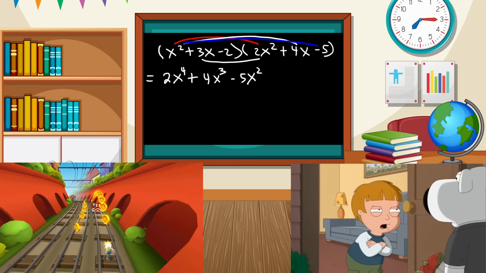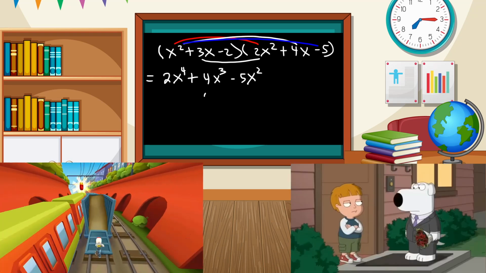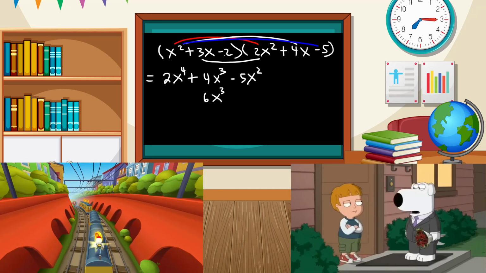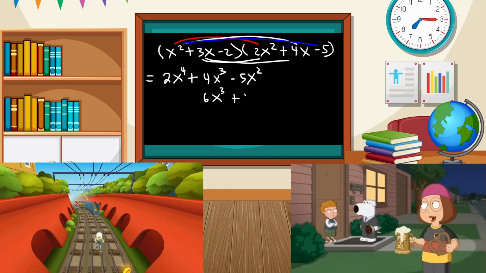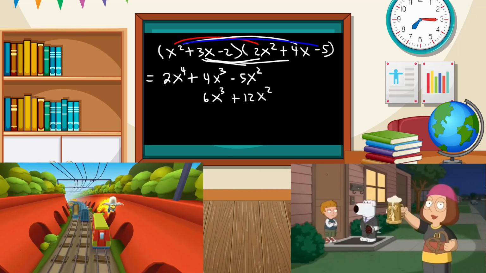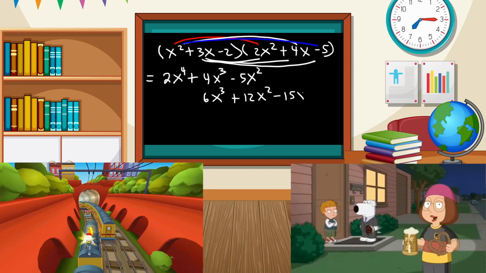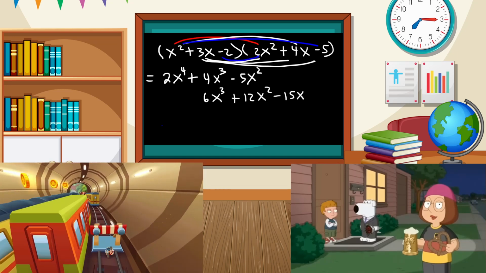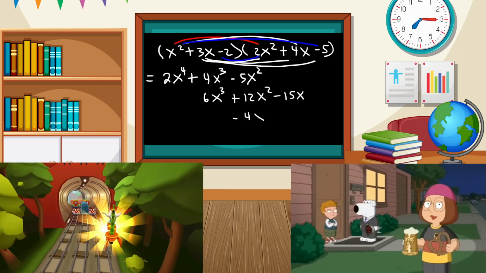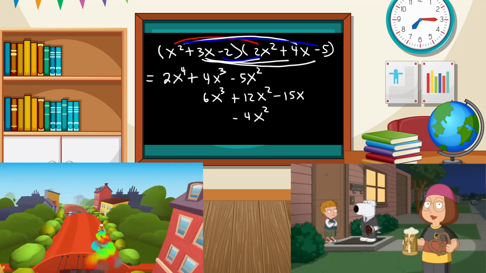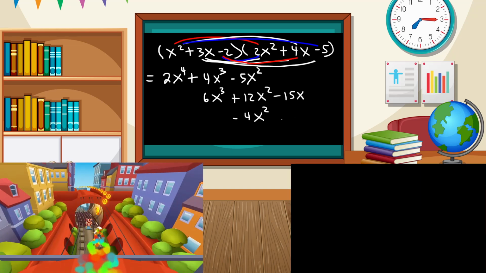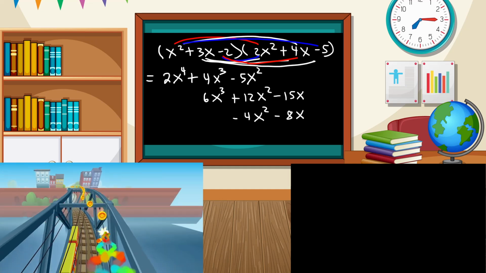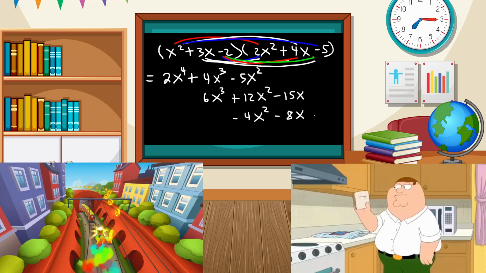And then 3x times 2x squared, that's going to be 6x cubed. And then 3x times 4x, that's positive 12x squared. And then we have 3x times negative 5, which is negative 15x. Next, we have negative 2 times 2x squared, so that's going to be negative 4x squared. And then negative 2 times 4x, so that's going to be negative 8x. And finally, negative 2 times negative 5, which is positive 10.